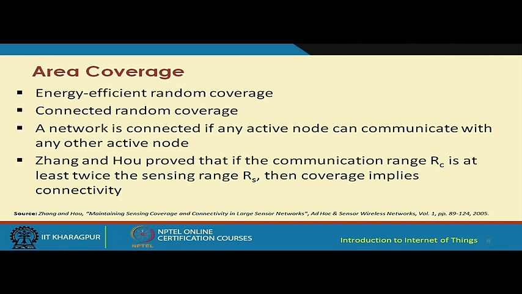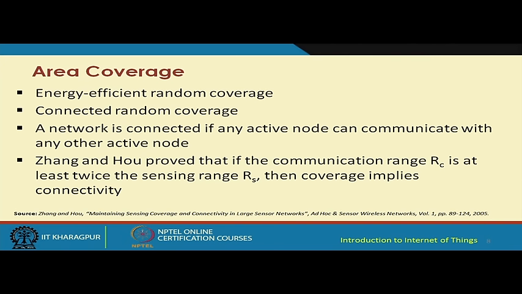In area coverage, what has to be done is we have to ensure that each and every point in a particular area is within the sensing range of at least one sensor node, and that is area coverage. Likewise, that entire area consists of an infinite number of points. So, we have to ensure that each and every point in a particular area is within the sensing range of at least one sensor node.